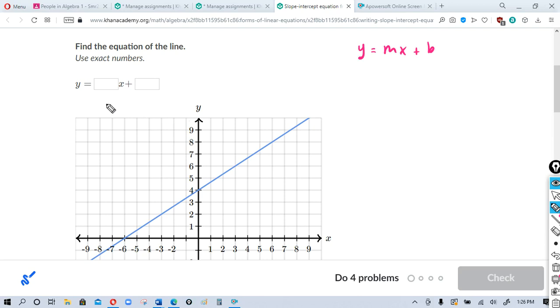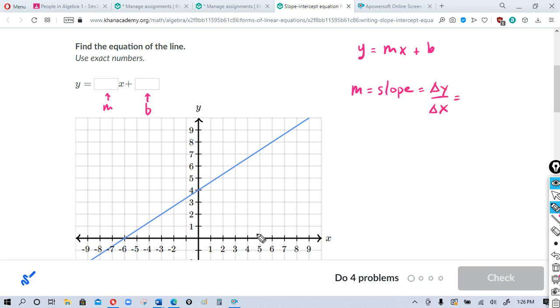So m goes right here. That's with the x, and b is by itself on the end. Recall that m is our slope, and that's going to be change in y over change in x.